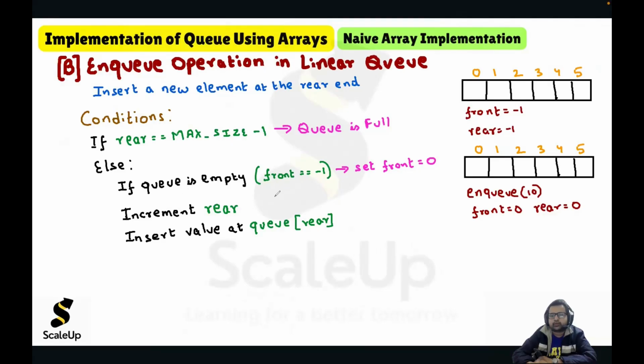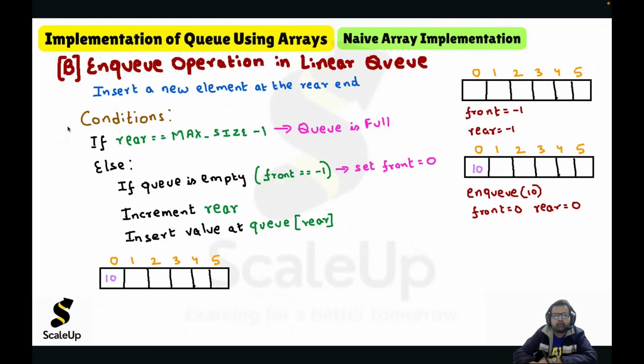And wherever the rear is pointing, the new element will get added there. So at index 0, the new element 10 will get added. So now we have a queue with element 10 in it.